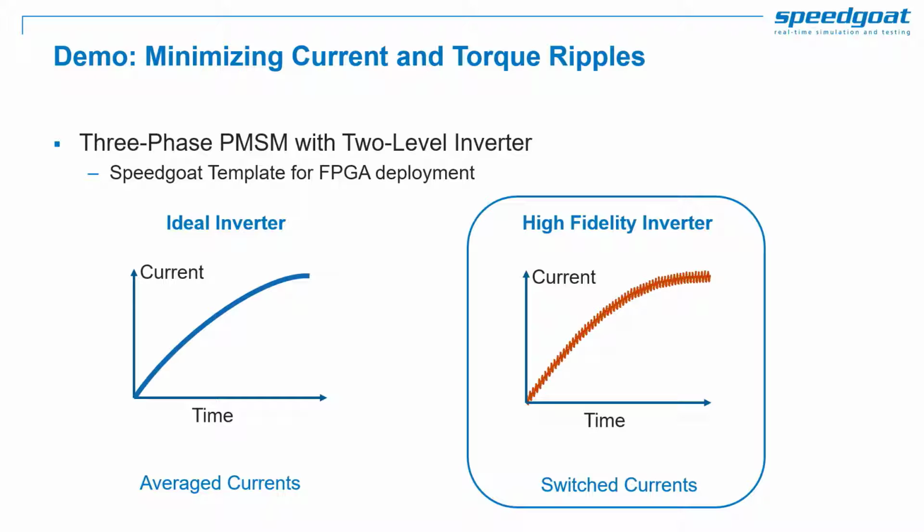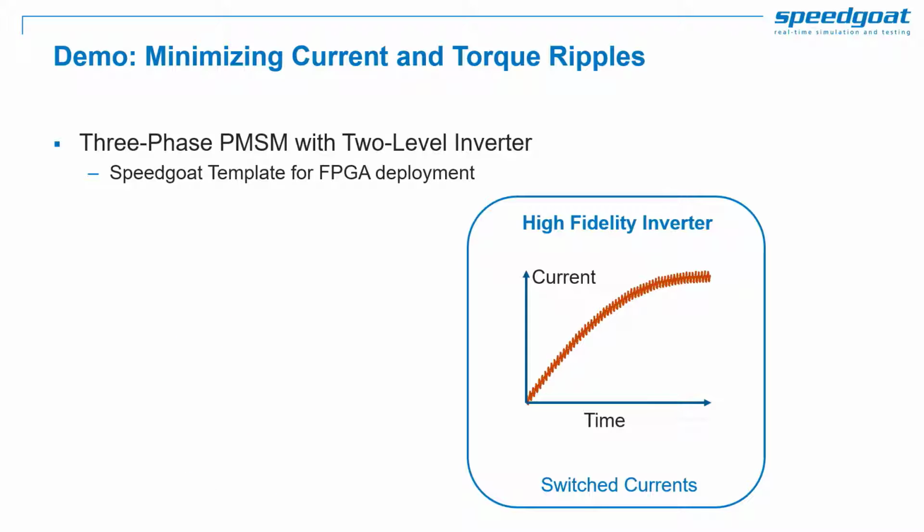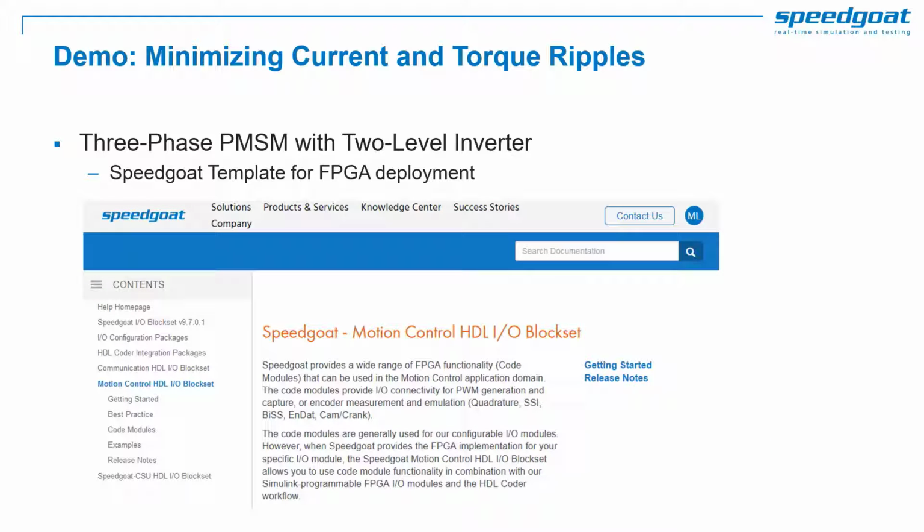Observing current ripples requires a model of the inverter where each gate is dynamically switching during the simulation. To model this at high frequency, we need to deploy our plant model to the FPGA. For this task, we will use the template included in the Motion Control HDL block set that consists of a model ready to convert to HDL. Let's get back to Simulink.